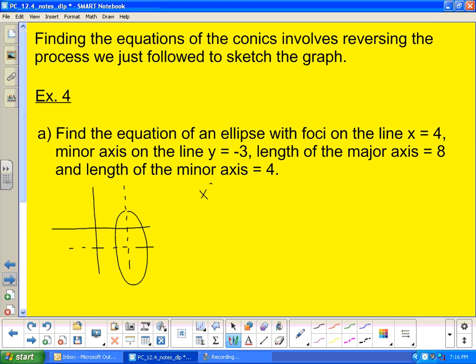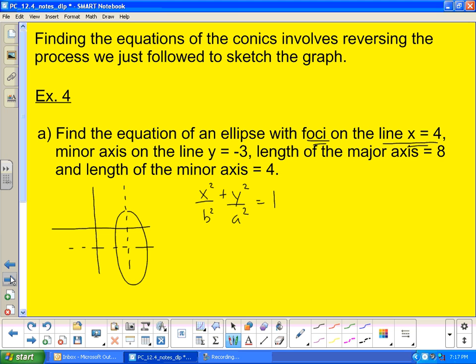Okay, let's start with just our generic ellipse equation: x squared over a squared plus y squared over b squared equal 1. And then we ask ourselves, is that really the right one? If our foci is on an x equal line, that's a vertical line. That would mean our major axis is a vertical axis of x equal 4. So that means we put our a value where our y is. So this is going to be a b squared and an a squared type situation.